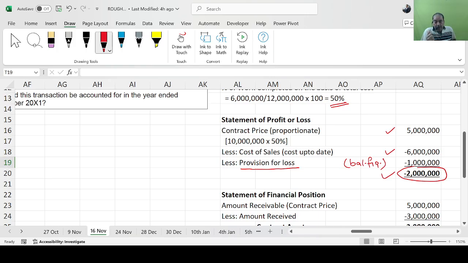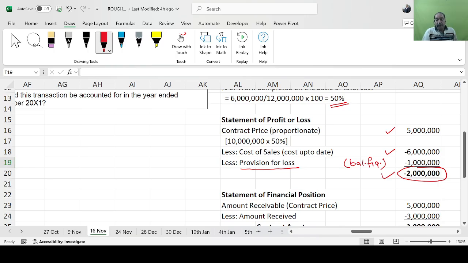How to get the $2 million? I'm having 1 million. 5 minus 6, I'm getting 1 million loss. How to get 2 million loss? Make a further provision of 1 million. So provision for loss, balancing figure, minus 1. So now when you calculate, it is 5 minus 6 minus 1. Minus 1 is minus 2.